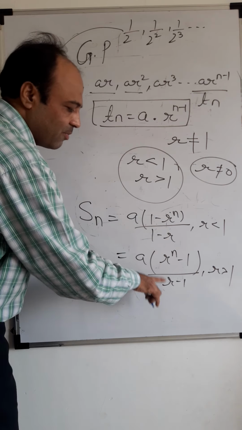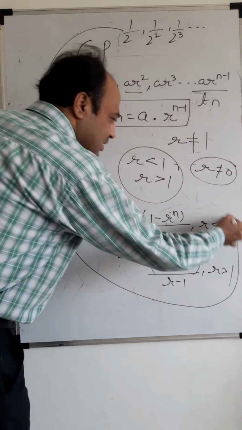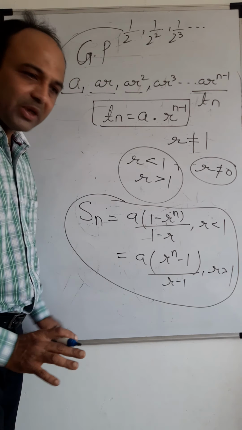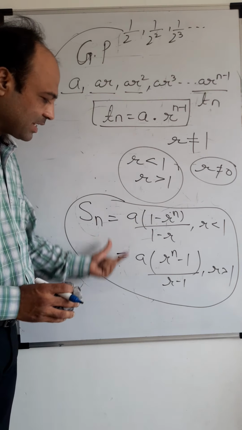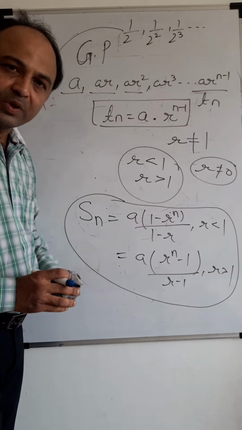Taking minus common from the numerator and denominator, we get this. So we have two results for Sn, depending upon the value of r. If r is less than 1, we have a into (1 minus r to the power n) upon (1 minus r). If r is greater than 1, then a into (r to the power n minus 1) upon (r minus 1). Here a is the first term. Correct? So these two formulas you compulsorily have to remember. We talked about Tn, and Sn we have already discussed, where for r less than 1 and r greater than 1 we have two results.